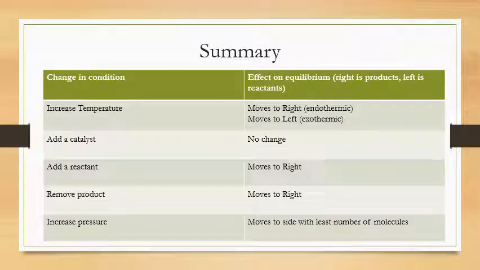And this is a quick summary. An increase in temperature moves to the right in endothermic, so you favor more products. And if you move to the left, if it's exothermic, it favors the reactants. If you add a catalyst, there's no change, and we're going to look at the reasons why as we move down.